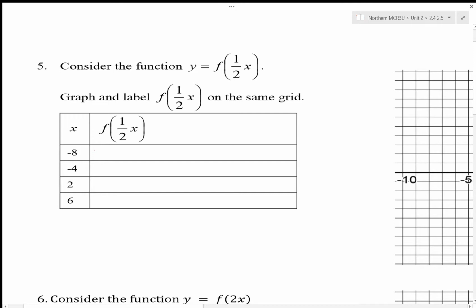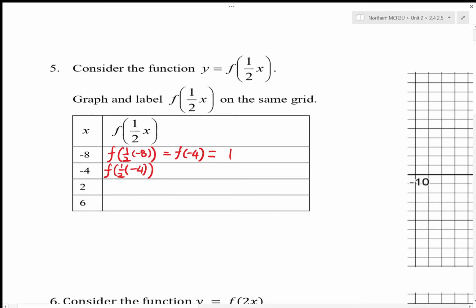So now if you have x as -8, then this becomes 1/2 times -8 inside of that, and that gives me f at -4. But according to our original graph, what is f at -4? It was 1. Same thing over, so we have 1/2, and then x is -4, so we multiply that by 1/2 inside. That becomes f at -2. According to our original graph, f at -2 was 2.